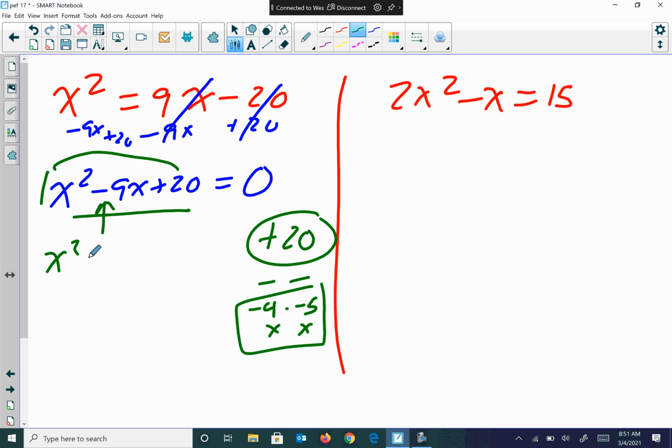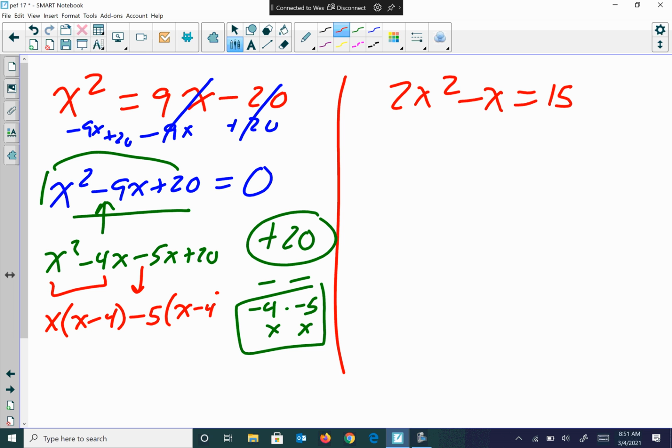So I get x squared minus 4x minus 5x plus 20. I have x and x minus 4. Negative 5x minus 4. Did I do that right? I factored a -5 out of -20. It should be -4, right? Because negative times negative makes it a positive 20 again. Okay, so I get x minus 4, x minus 5.